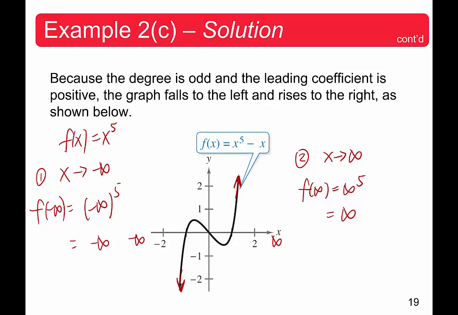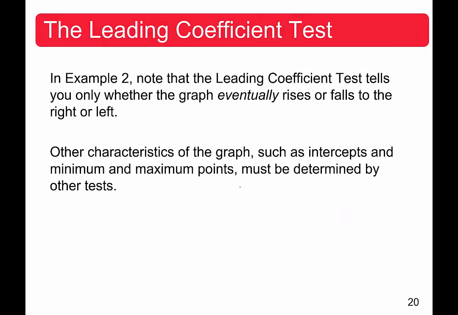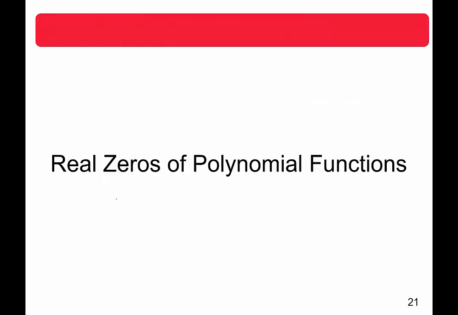Okay, so that's how we analyze the graph using the leading coefficient test. And we can also not just use the leading coefficient test, we can also use intercepts and the minimum and maximum points to analyze the graph better. Now, next thing, let's take a look at real zeros of the polynomial function. Real zeros are also called x-intercepts.